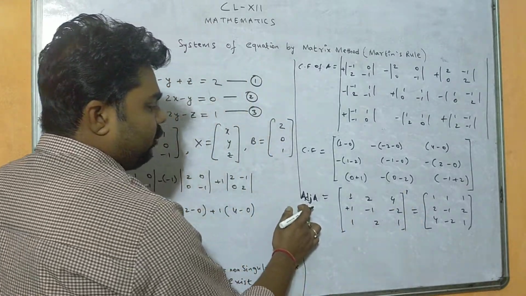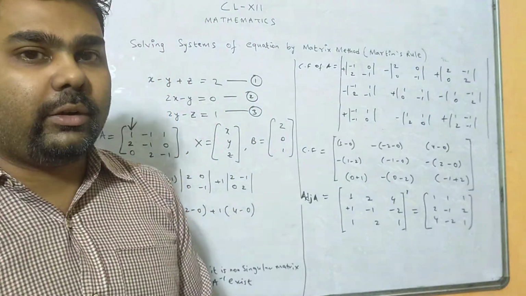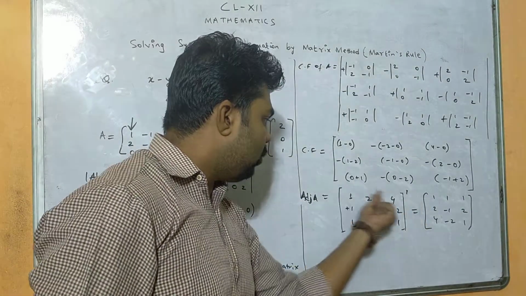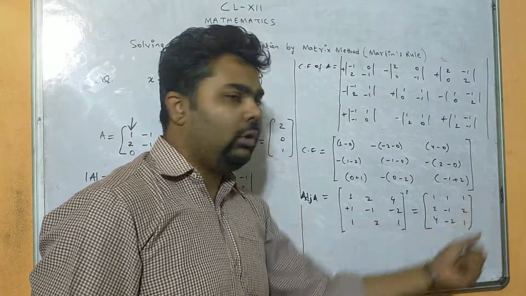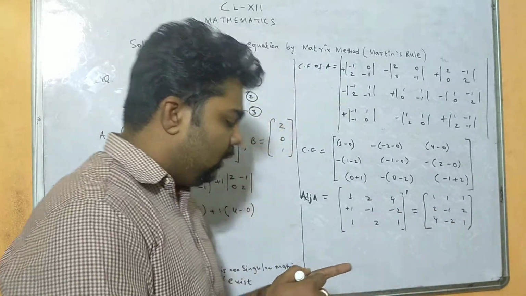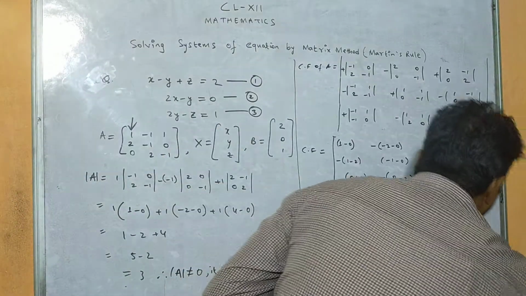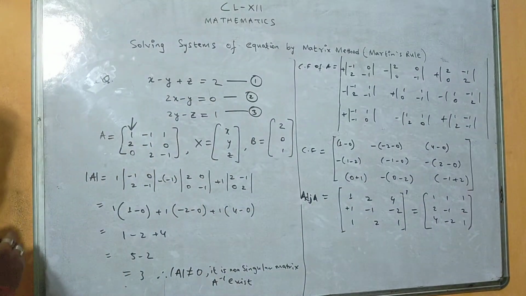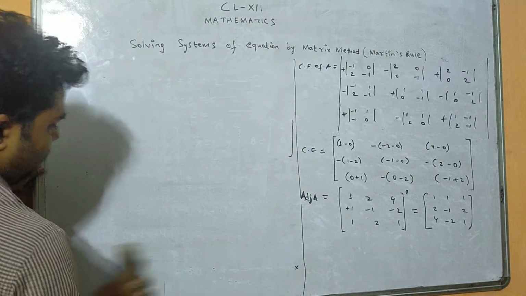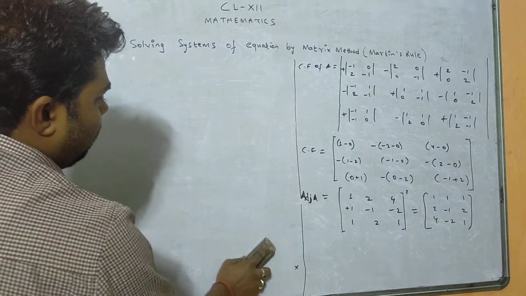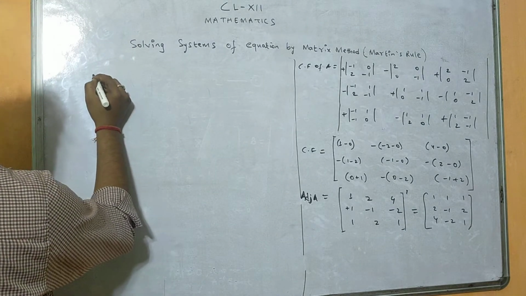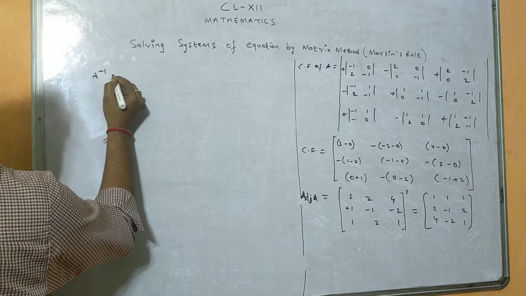But when you are finding the adjoint of A, we have seen that it is the cofactor transpose. So this is the cofactor. Now I will transpose it, that means rows I will change into columns and columns into rows. Once I have transposed it, this became adjoint A. So after finding adjoint A, we need to find A inverse.